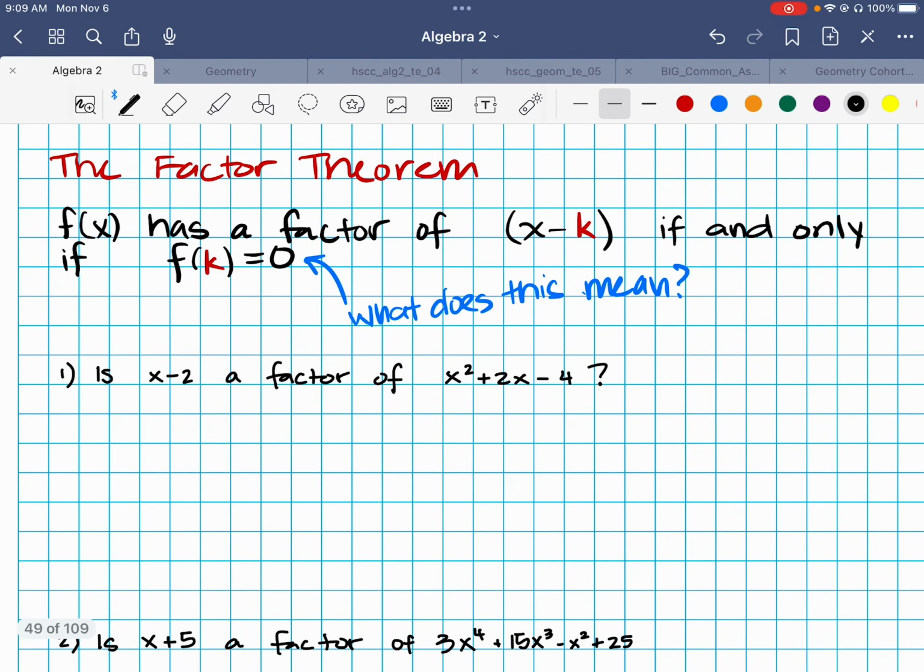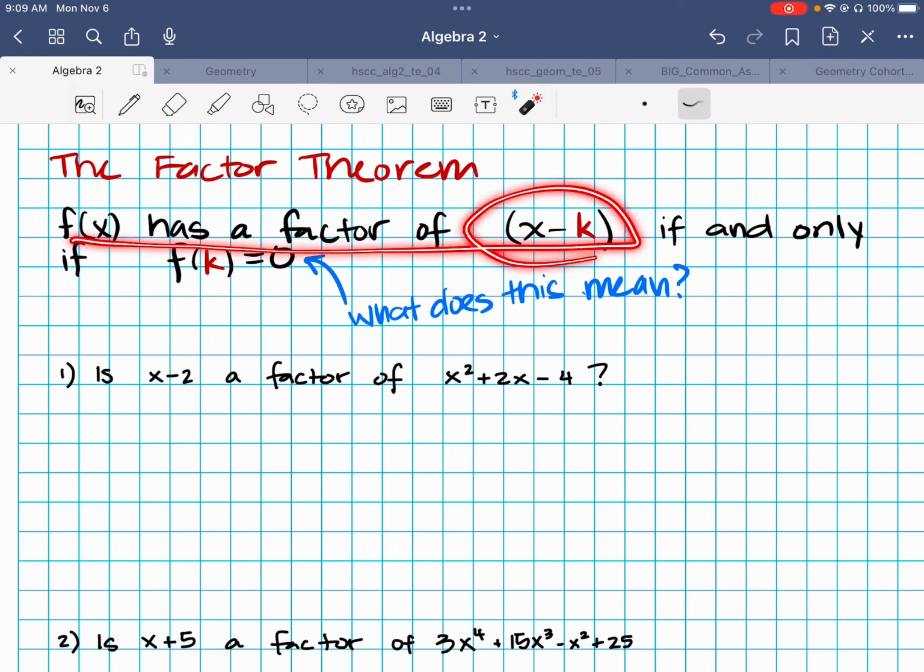So we're taking a look at the factor theorem today, and the factor theorem states that if you have f of x, it will have a factor of x minus k if and only if f of k is equal to 0. So when you read that, you're like, what? What does that even mean?